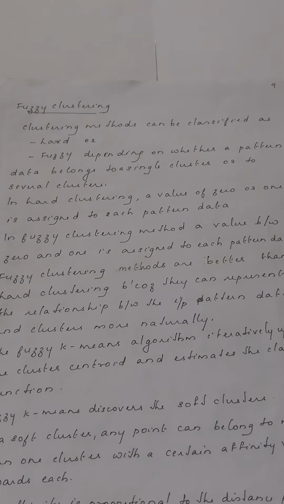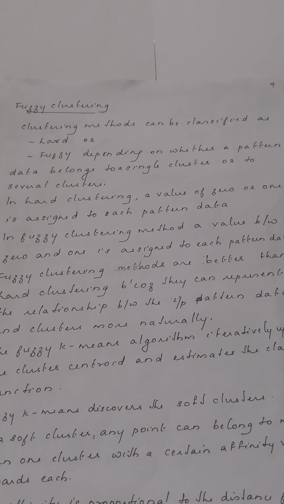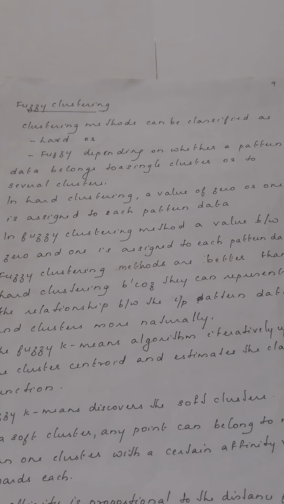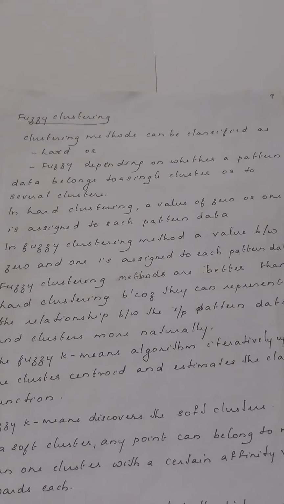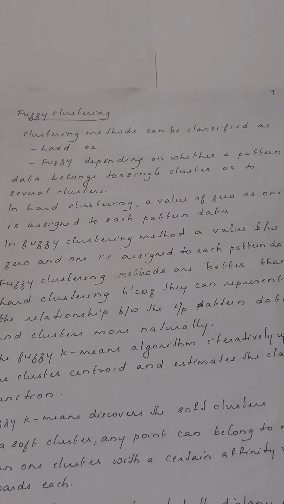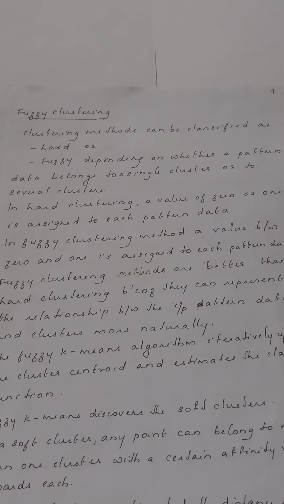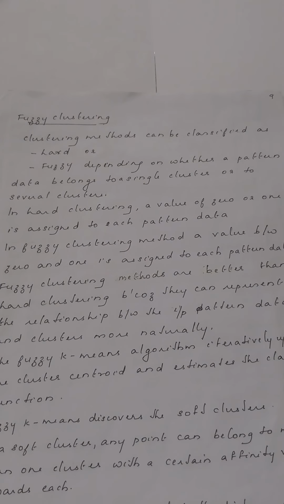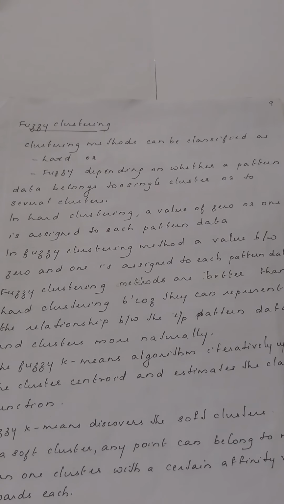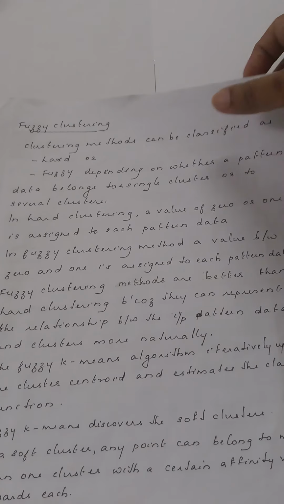Clustering methods can be classified as hard or fuzzy. Fuzzy means soft. It depends on whether a data pattern belongs to a single cluster or to several clusters. So in fuzzy c-means clustering, a single data point belongs to more than one cluster. In hard clustering, a value of either 1 or 0 is assigned to each data pattern. But in fuzzy clustering, a value between 0 and 1 is assigned to each data point. And fuzzy clustering methods are better than hard clustering because they can represent the relationship between input data and clusters more naturally. Fuzzy k-means discovers the soft clusters.